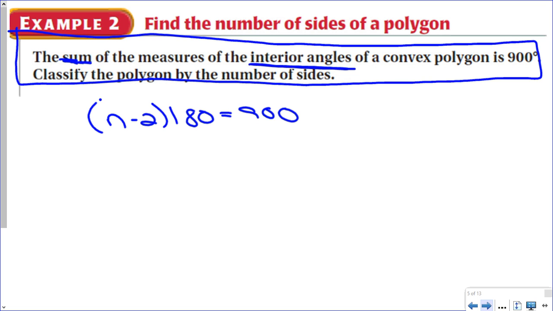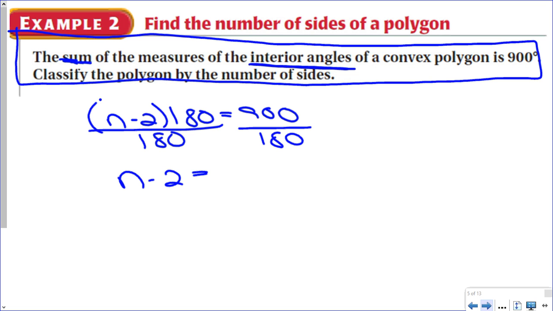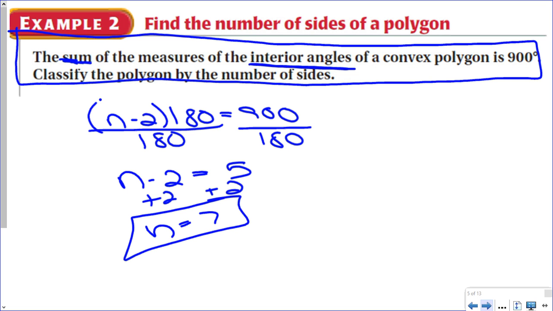Now you want to solve for n because you want to know the number of sides. So you're going to reverse PEMDAS. We'll get rid of our 180 first by dividing. n minus 2 equals 5. Add 2, n equals 7. If we would classify by sides here, this would be a heptagon. And then this one would be complete. The number of sides is 7.